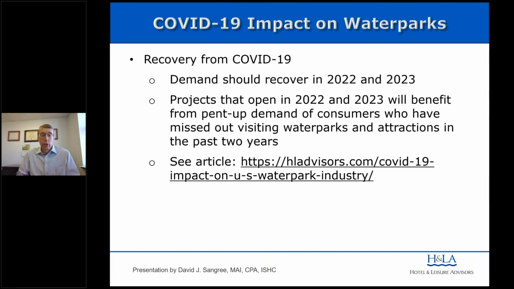Now, recovery should occur in 2022 and 2023 for the travel industry, the hotel industry, and the water park industry as more and more people get vaccinated and people feel more comfortable traveling and going to attractions. Projects that open up in those years will benefit from pent-up demand of consumers who have missed out visiting water parks and attractions in the past 2 years.